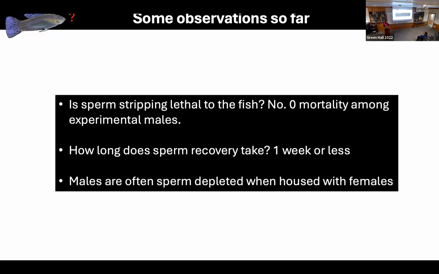And lastly, there are no figures because this is just anecdotal information from working with the fish. Males are often sperm depleted when they are housed with females. Often when I go to sample these males, they just don't produce any sperm. And in this process of stripping them, if they have sperm, it's going to be squeezed out of them. I don't know any other way to put it.